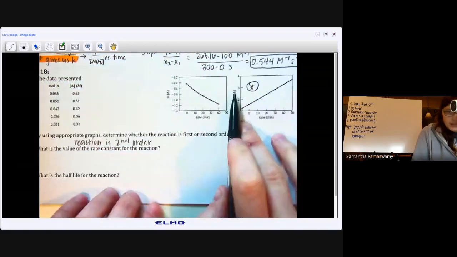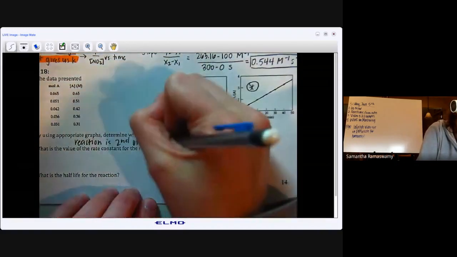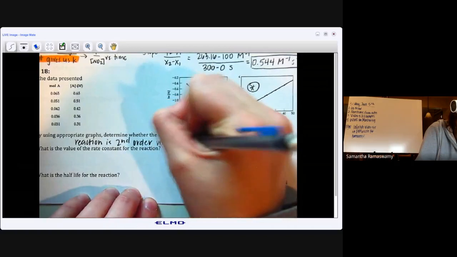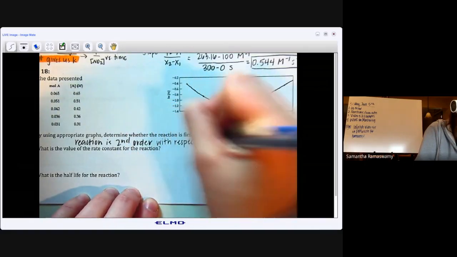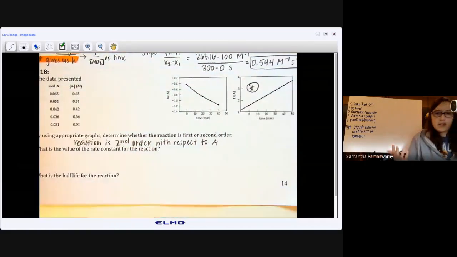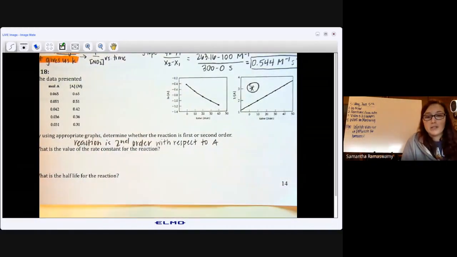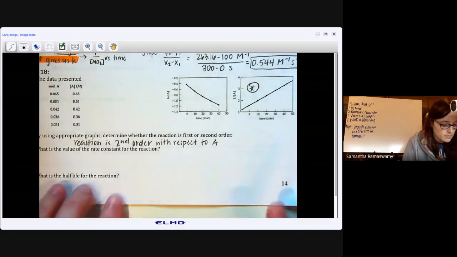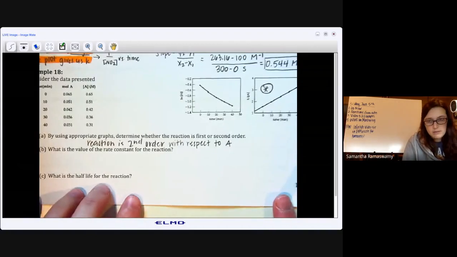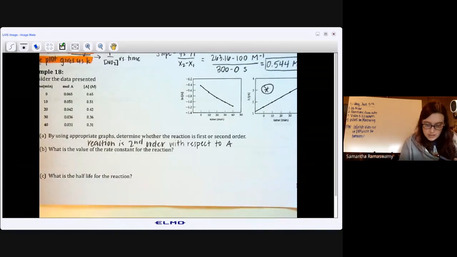And because we're looking at concentration of A, we can say with respect to A. That means that A is second order. Since we're looking at 1 over concentration of A, we would say that A is second order. If you just said second order, that's fine. So part B says, what is the value of the rate constant for this reaction?